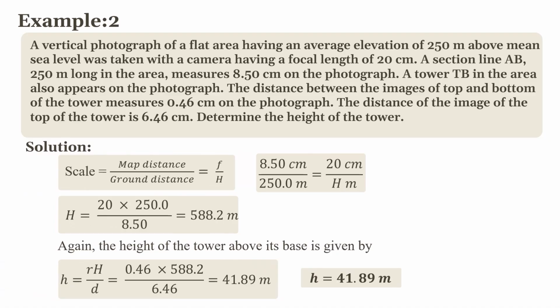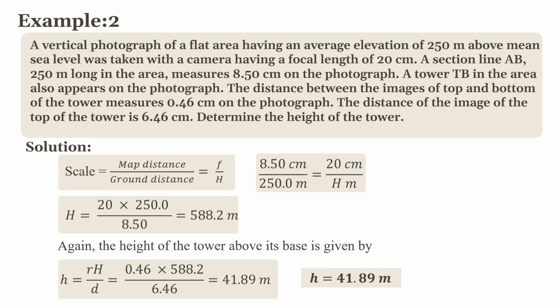Step 2 is calculating the height of the tower. We know the distance between the images of the top and bottom of the tower on the photograph is 0.46 centimeter. The distance of the image of the top of the tower from the principal point is 6.46 centimeter. So to find the height of the tower above its base, we use the formula small h is equal to small d capital H divided by r, where r is the distance of the image of the top of the tower, which is 6.46 centimeter, capital H is the flying height above the ground, which is 588.2 meter, and small d is the displacement of the tower's image, which is 0.46 centimeter.